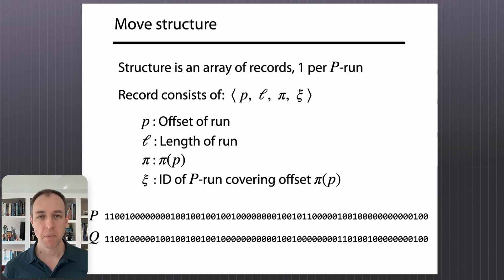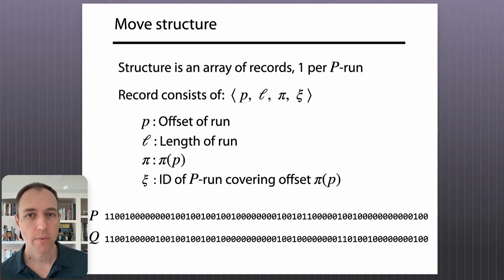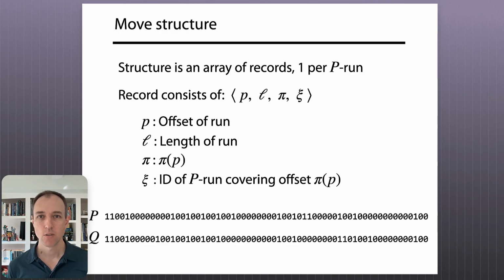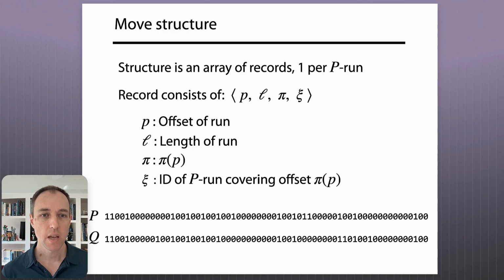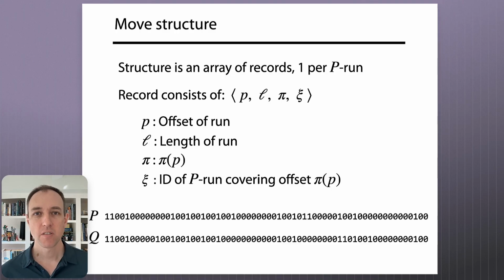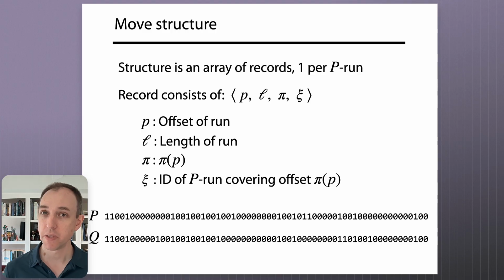Right? So what we're going to make is a move structure, which is a table, and it'll have a row for every run, for every P run. Okay? So 1 row per run at first. We'll refine that later. But anyway, 1 row per run at first. And each of these rows is going to contain 4 fields at first. We might add more fields later, but it's going to contain 4 fields. First of all, the offset of the run. So how far is this run from the beginning of P? The length of the run. So how many letters are actually part of this run?